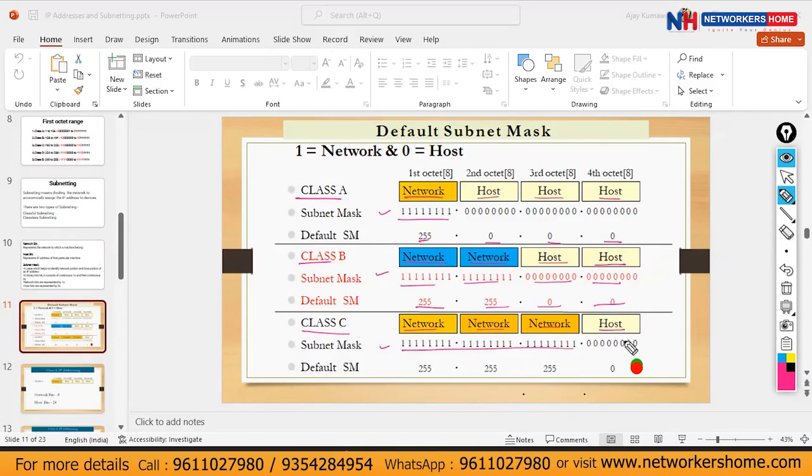Similarly, for class C, 3 octets are for network and the last octet is for host. In the 3 octets, we will have ones. The last octet will have zeros. And in decimal, 255.255.255.0. And here ones represent the network and zeros represent the host.